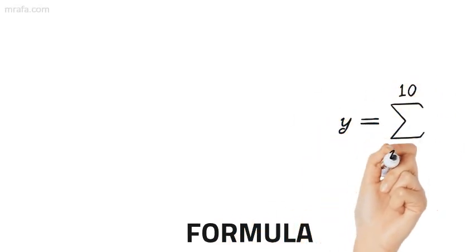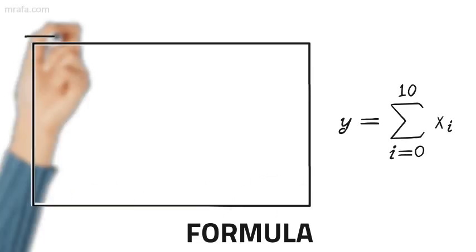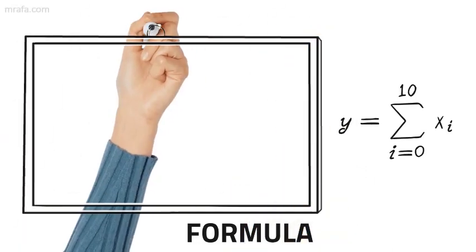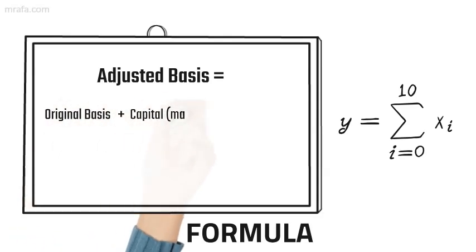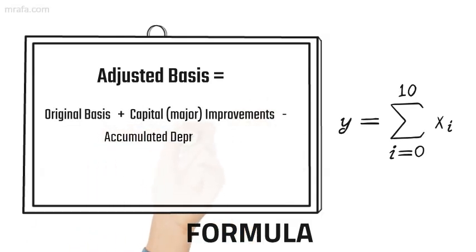And the formula to calculate the cost of the asset, which is your capital asset. Again, a capital asset is a property, machinery, or real estate, or any other tangible property that you use for your personal use. It's called a capital asset. And to calculate the cost for that, that's original basis plus capital major improvements less accumulated depreciation.